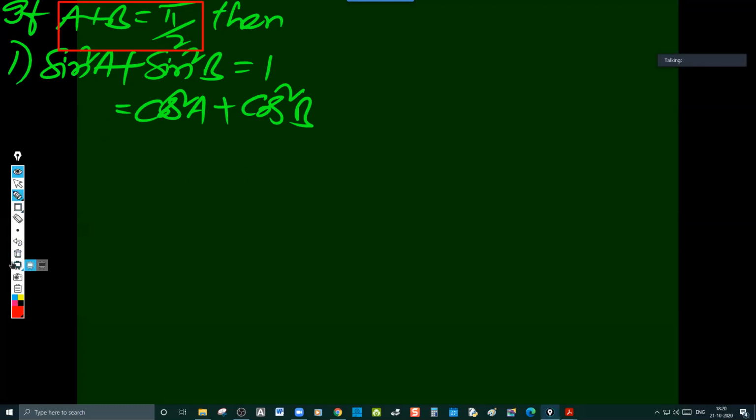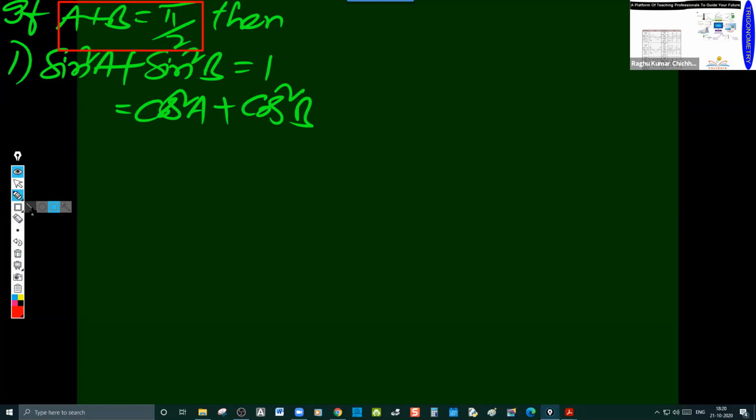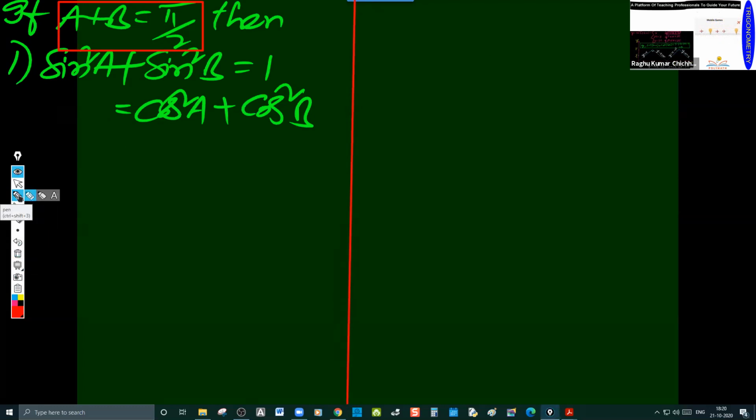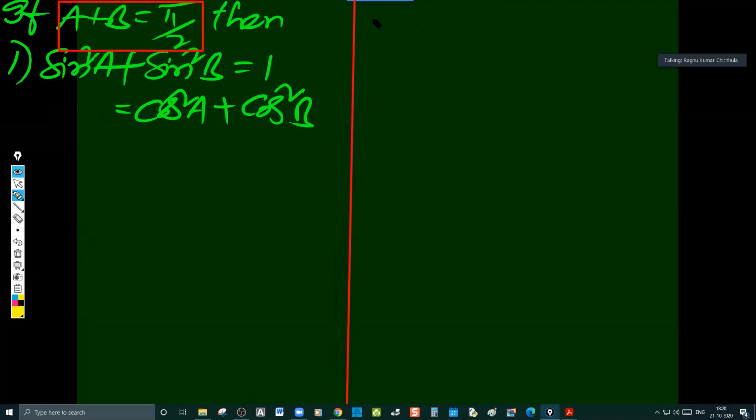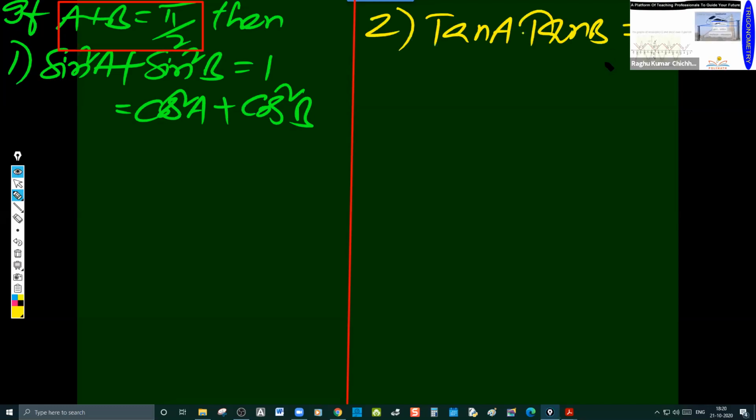That's good. Now, come and tell me, what is the second condition we read? Even though I wrote 4 conditions, they are not 4, they are 2 only because they are internally related. So what is the second one? Tan A into tan B is equal to 1, which is equal to cot A into cot B. Correct. Perfect.